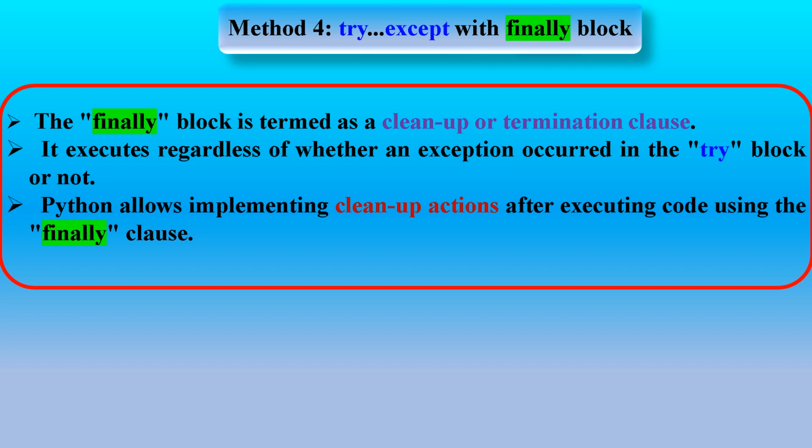Let's learn about the method for try, except with finally block. The finally block is termed as a cleanup or termination clause. It executes regardless of whether an exception occurred in the try block or not. Python allows implementing cleanup actions after executing code using the finally clause.